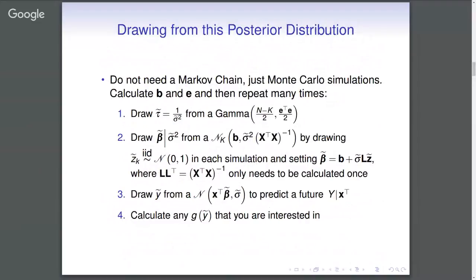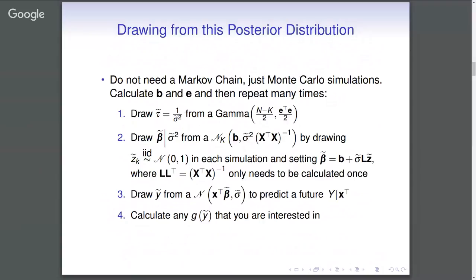So supposing you want to do that, you don't actually need a Markov chain, or you don't need Stan or anything like that. You just need Monte Carlo simulations. Calculate the OLS regression coefficients, calculate the residuals from that, and then repeat the following 4 steps an approximately infinite number of times. So you draw tau, which is the reciprocal of sigma squared, from a gamma distribution with shape (n minus k) over 2 and rate sum of squared residuals over 2. Use that draw of tau, take the reciprocal of it. Now you have a draw of sigma squared.